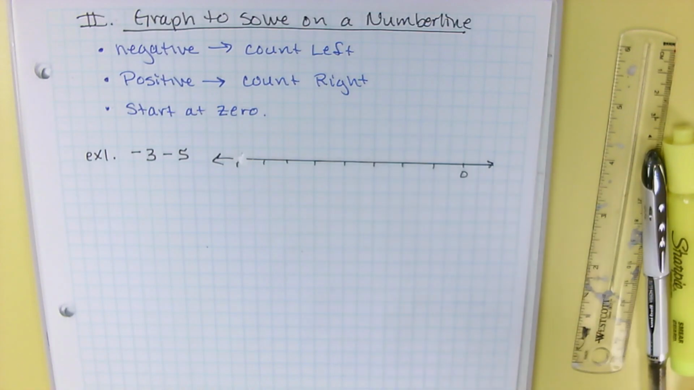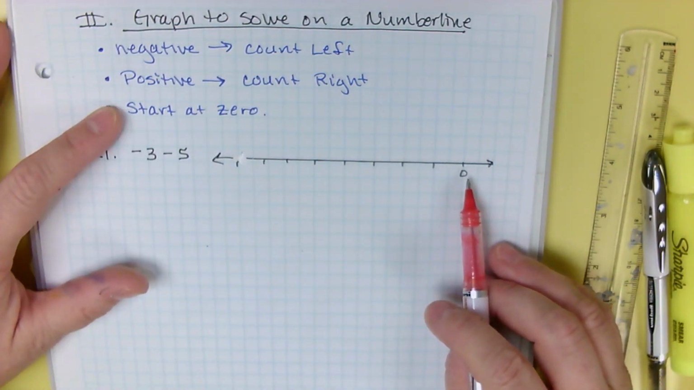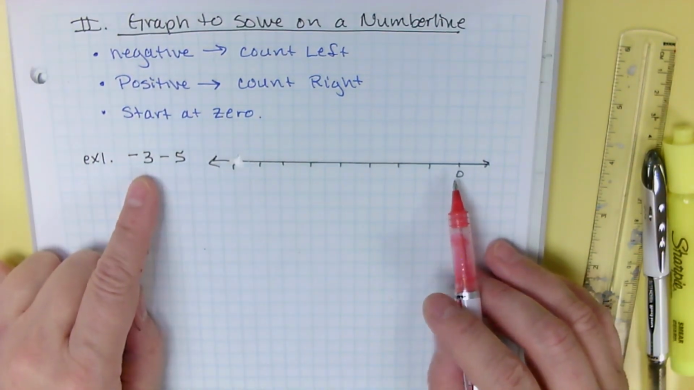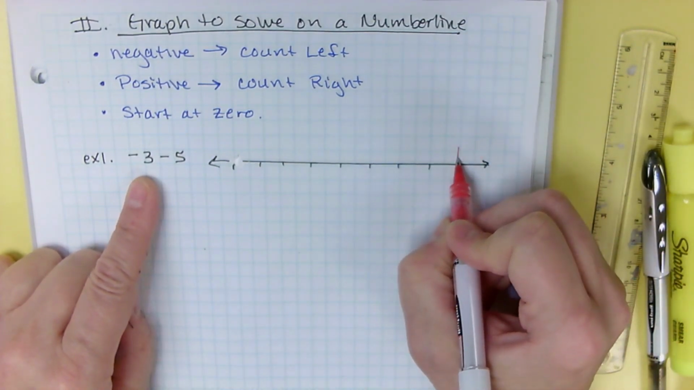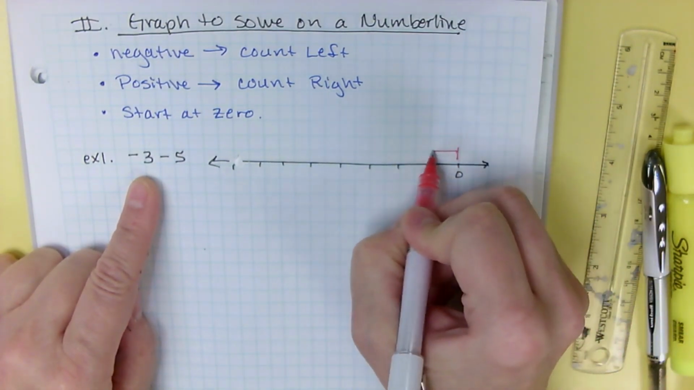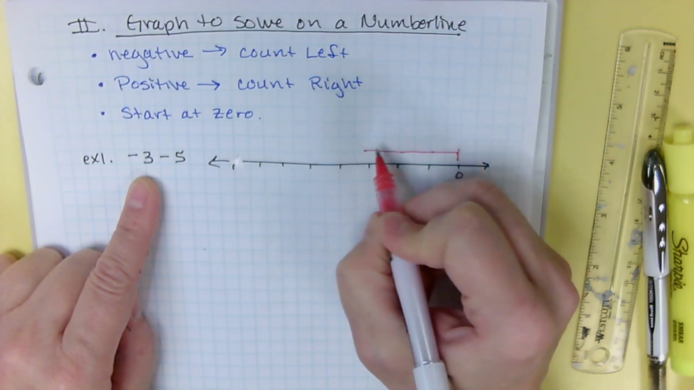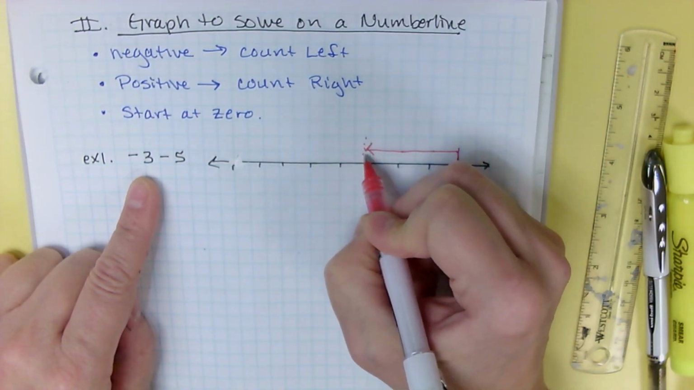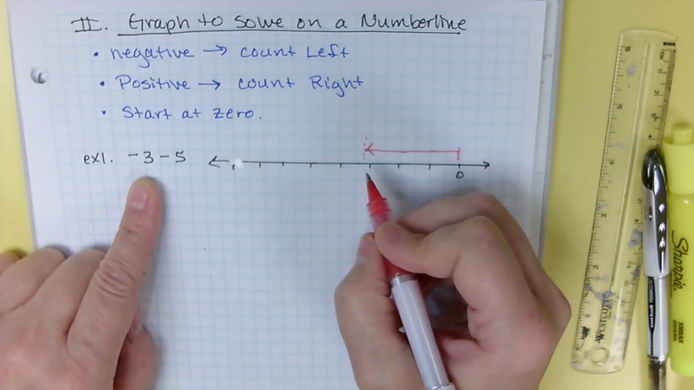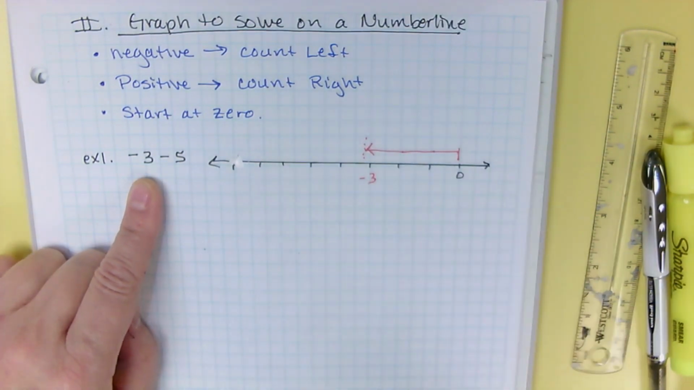The way you do this on a number line, you start at 0. The first number is a -3. So from 0, you're going to count 3 spaces. 1, 2, 3. I'm going to put a little dotted line there. We are now parked at a -3.